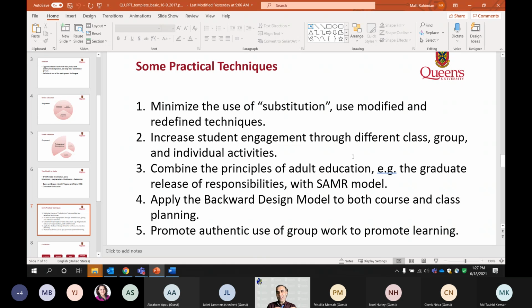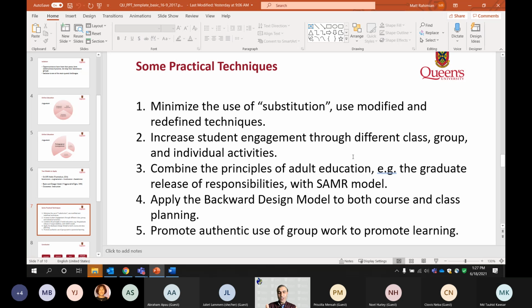Another way is to combine the principles of adult education, specifically the gradual release of responsibility, with the SAMR model. What I mean is that in adult education, a lot of times learners learn by receiving the whole picture of learning, then getting instruction on different components, and then receiving the whole picture again. So modifying and redefining our goals of instruction, and then combining that with that principle, is another tested practical way to help increase engagement.